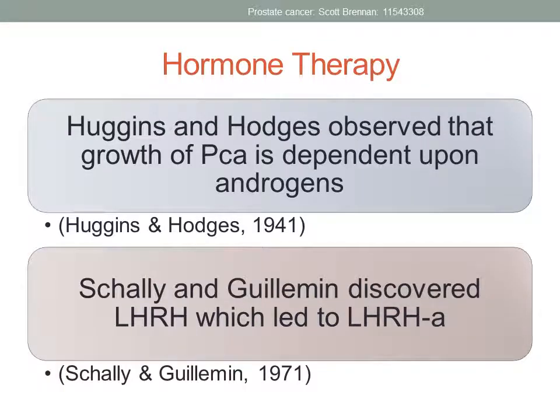Huggins and Hodges observed that the growth of prostate cancer is dependent upon the presence of androgens. Testosterone suppression and deprivation by estrogens have become the ideal treatment for prostate cancer. However, due to the significant side effects of these treatments, a new approach was needed. In 1971, Schally and colleagues discovered the luteinizing hormone-releasing hormone, which led to the development and use of the luteinizing hormone-releasing hormone agonists.